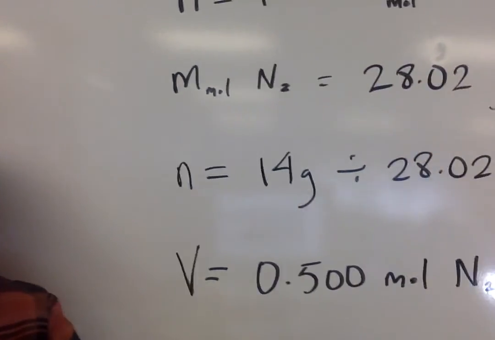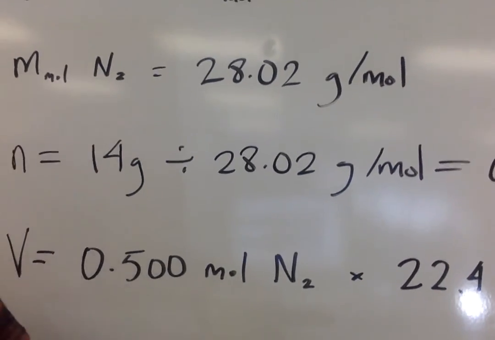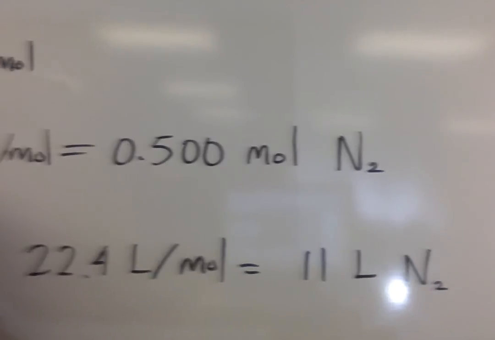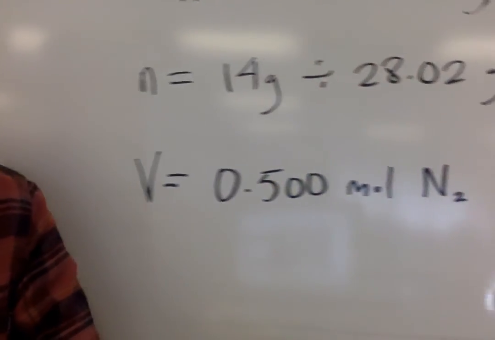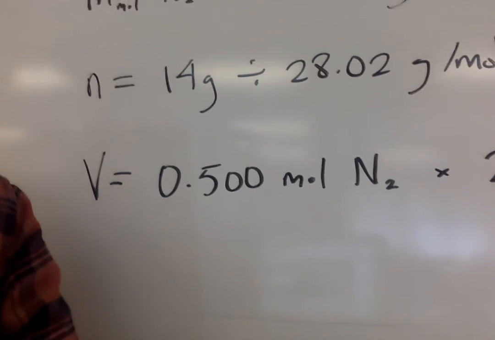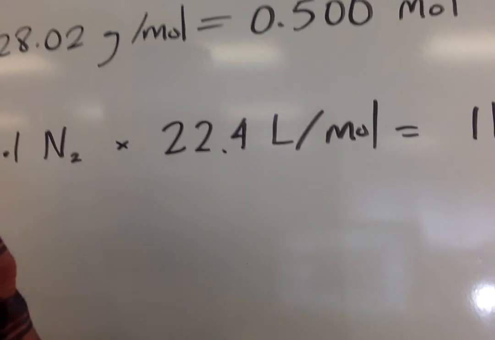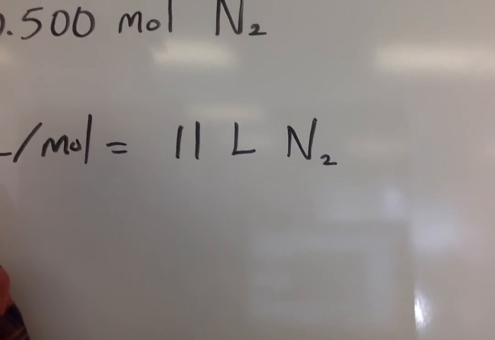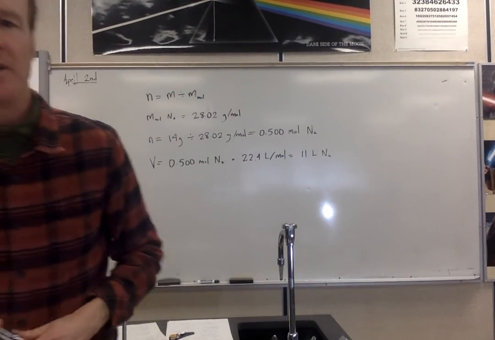N equals 14 grams divided by 28.02 grams per mole equals 0.500 moles of N2. Use that. The volume equals your 0.5 mole figure of N2 times 22.4 liters per mole. Oh, and look at that. In the end, we only get to keep two significant figures. We only get 2 sig figs because that's all we got at the start.